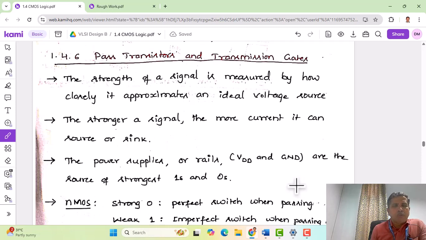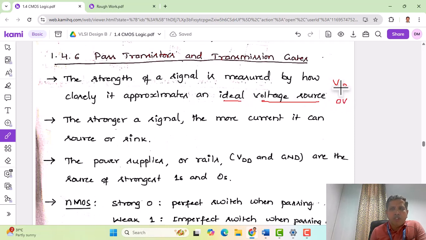In this video, we are going to discuss pass transistors and transmission gates. So we all know that pass transistors, either NMOS or PMOS, work like a pass transistor that transfers information from one point to another point. Here, the strength of the signal in the case of a pass transistor is measured by how closely it approximates an ideal voltage source. Ideal voltage source in the sense that for a high level it's going to be VDD, and for a low level it's going to be 0 volts or ground.